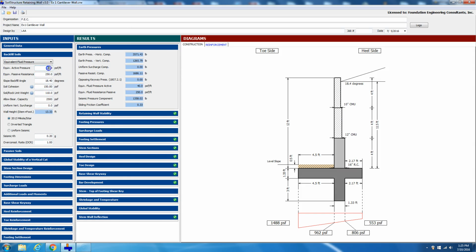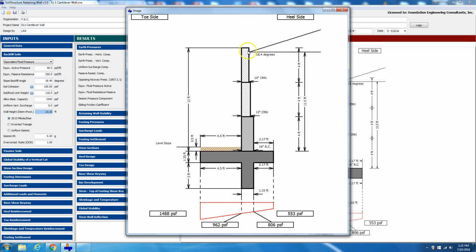So we used active of 40 PSF per foot, which is same as PCF. We used equivalent fluid pressure of 250. The backfill slope is 18.4, and if you click on it, you could see it's 18.4, which is a 3 to 1 slope.